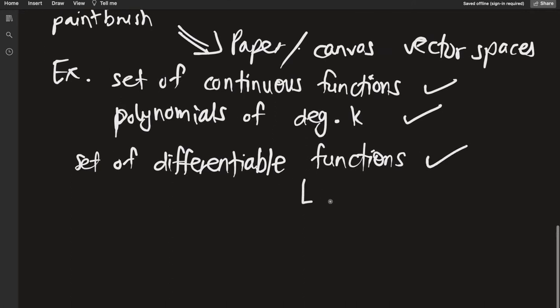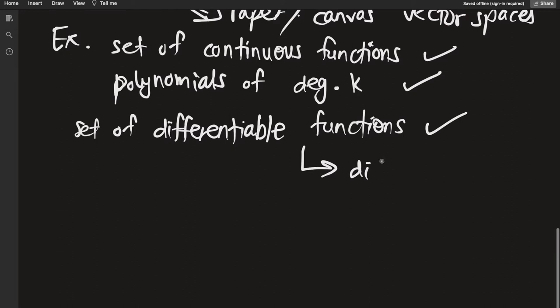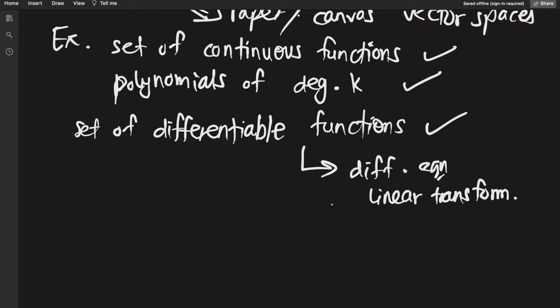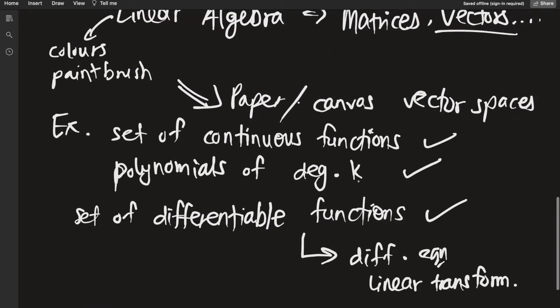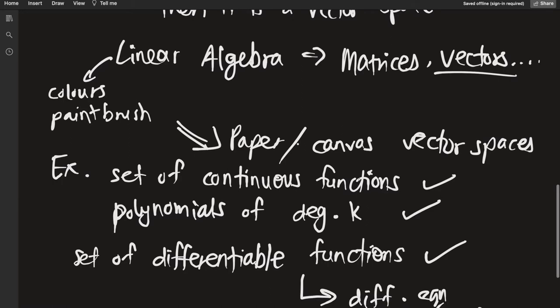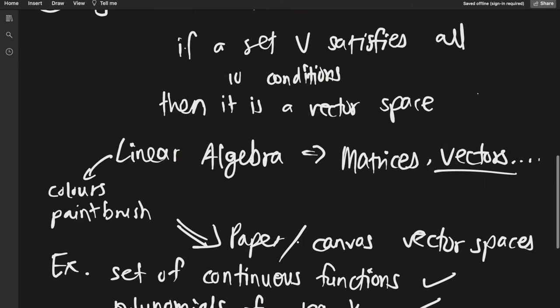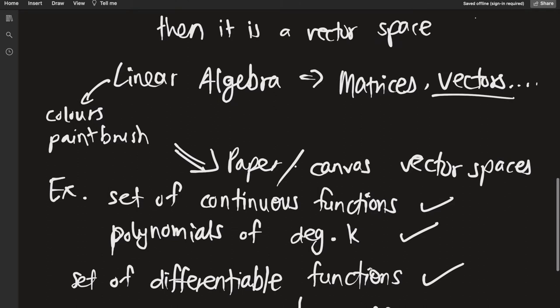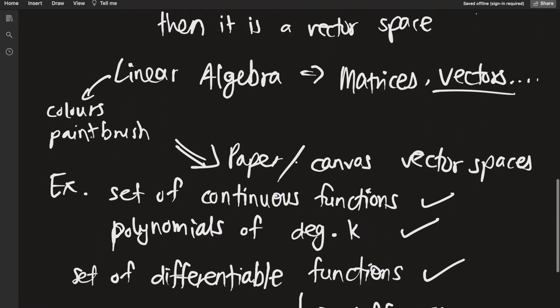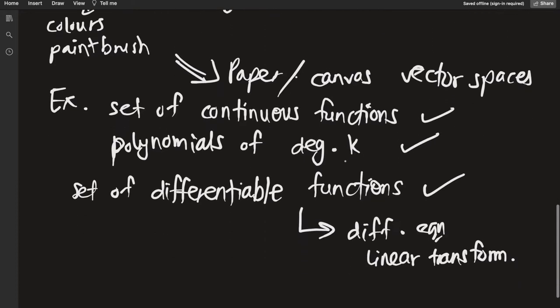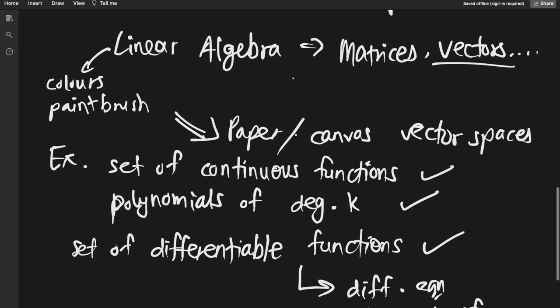This is very important because when we treat differential equations in terms of linear algebra, linear transformations, the fact that we can do this is because they are vector spaces. And as I said, linear algebra is the colors or the paintbrush, while vector spaces and subspaces are the paper or the canvas. That's why everything is connected. It's like a big jigsaw puzzle.